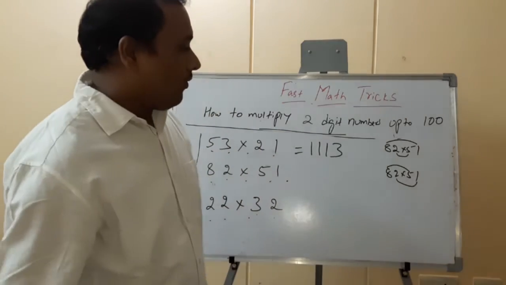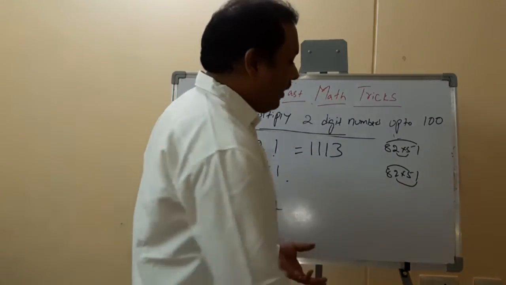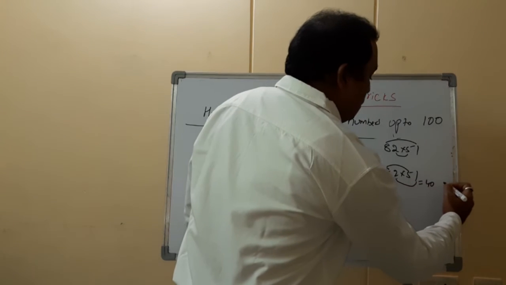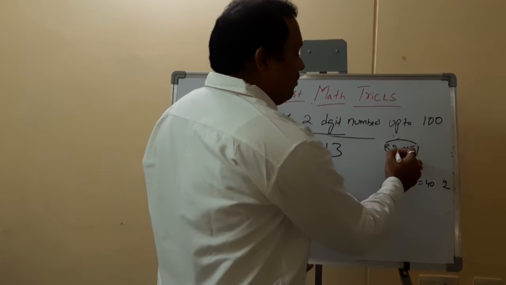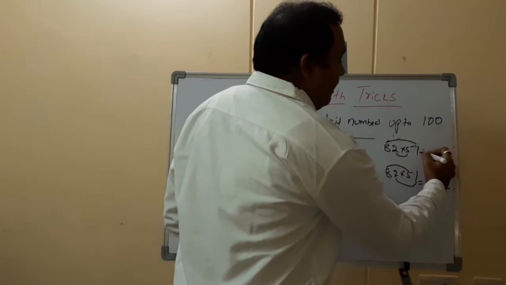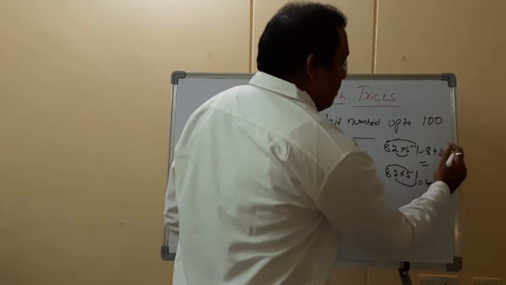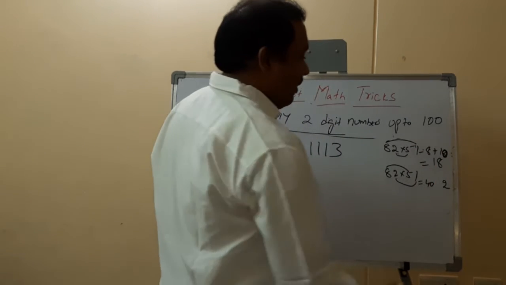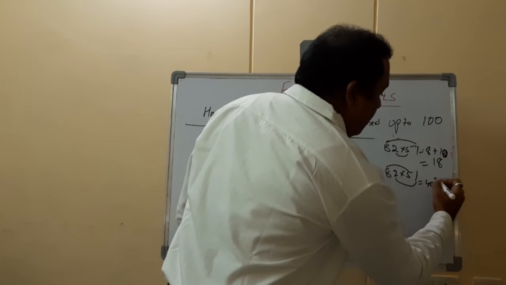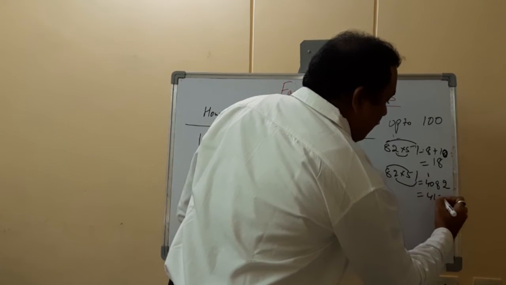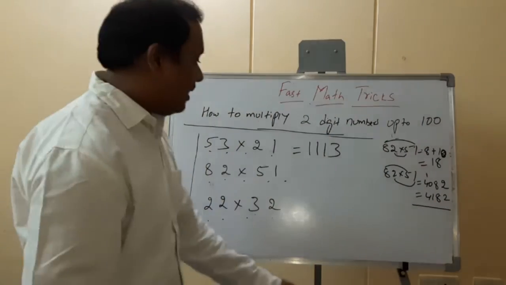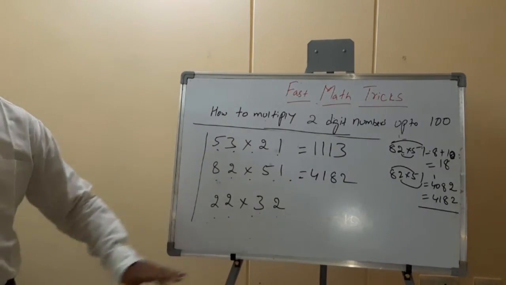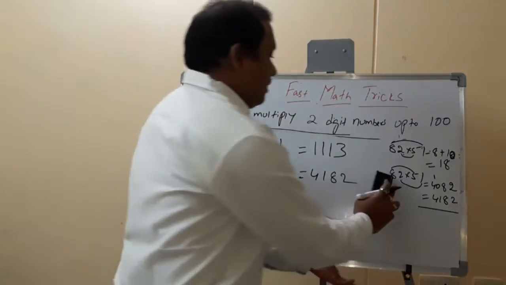So what we have to do? 5 8s are 40 and 2 1s are 2, right? Now 8 1s are 8, 5 2s are 10. So we get here 18. We write the 8 here and carry 1 here. So 4182. This will be the answer: 4182. Now what will be the third one? Let us try to solve the third one.